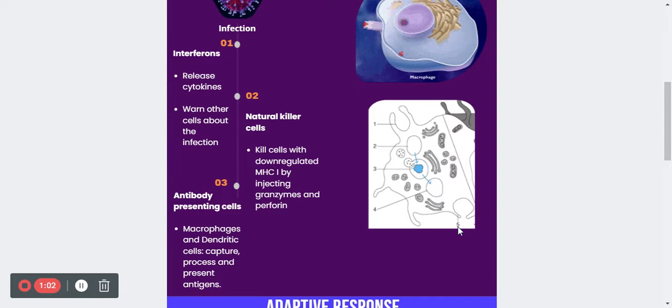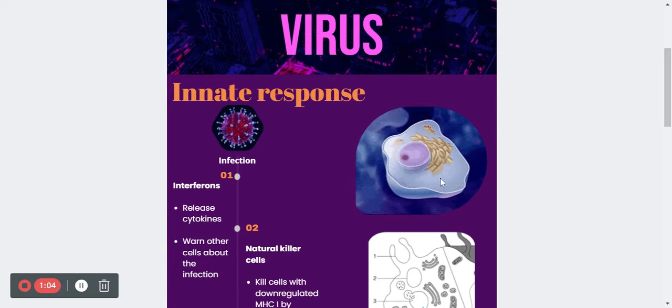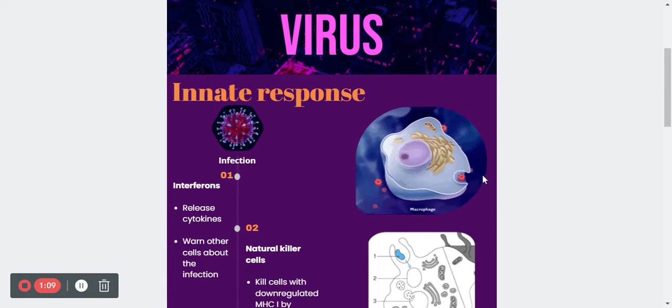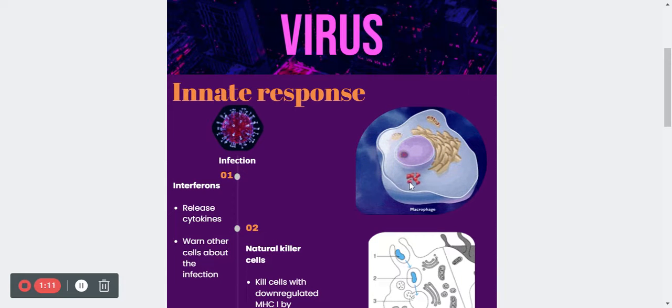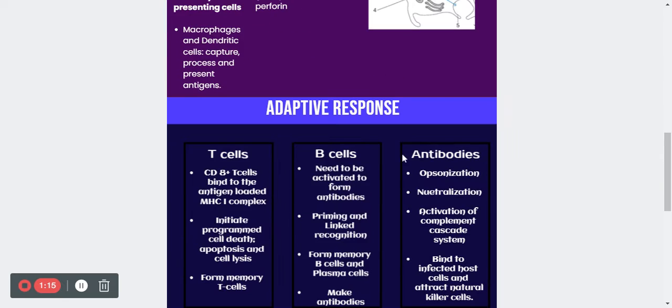Let's move on to this animation. Another important role of the macrophage and dendritic cell is to capture the pathogen, process it, break it down, and then present it as an antigen. Specifically, dendritic cells are also the bridge. As they present the antigen, they act as messengers to T cells, and in doing so, they're basically recruiting the adaptive immune system. Let's move on to the adaptive immune response.